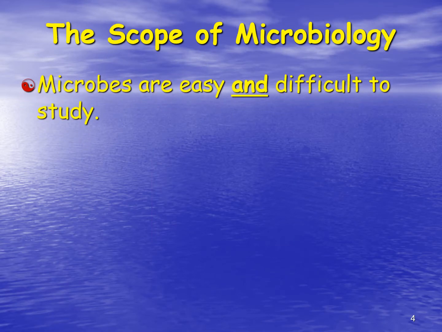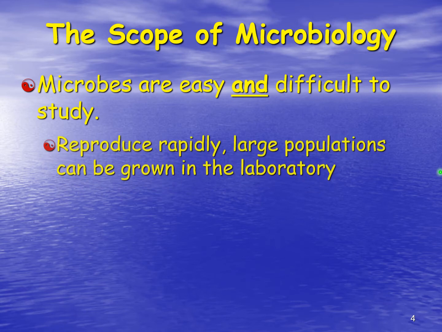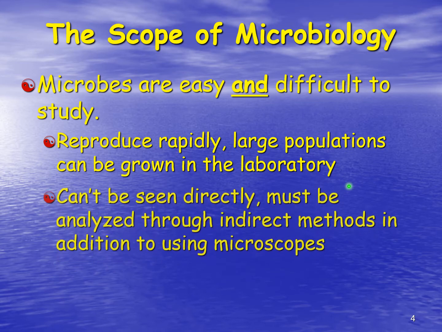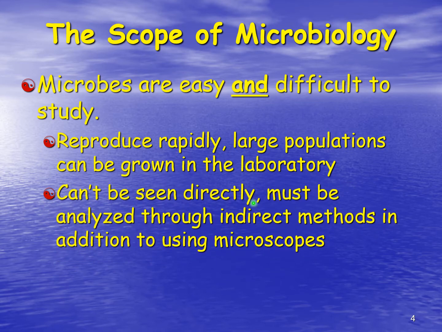Microbes are easy and difficult to study. And part of this is because they are so small that we have to use the microscope, and yet they're everywhere, and so we can actually find them pretty much anywhere that we look. They typically reproduce very rapidly. They typically have very large populations, and most of them can actually be grown in the laboratory in some way or some form. They can't be seen directly with the naked eye, therefore they must be analyzed through indirect methods in addition to using microscopes.